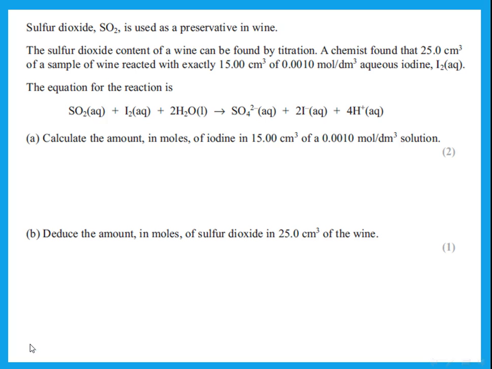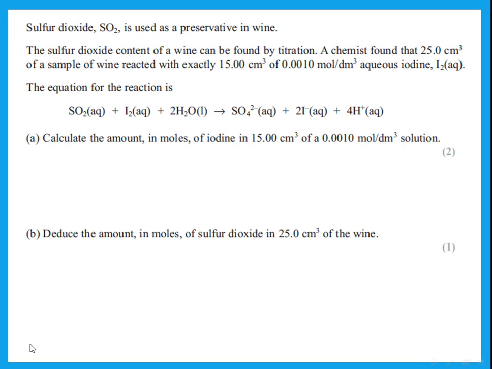Okay. Sulfur dioxide is used as a preservative in wine. The sulfur dioxide content of a wine can be found by titration. A chemist found that 25 centimeter cubed of a sample of wine reacted with exactly 15 centimeter cubed of 0.001 mole per decimeter cubed iodine, and he gives the equation. Calculate the number of moles of iodine.